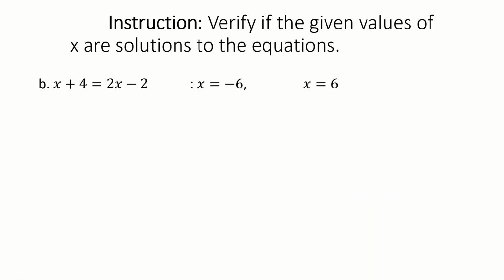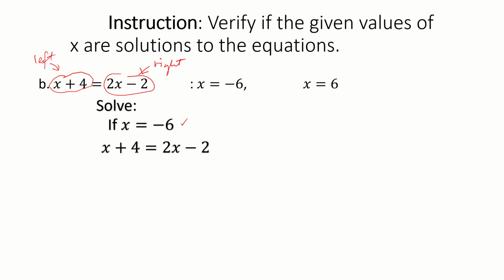Okay, let's try another one. Our equation now is x plus 4 is equal to 2x minus 2. Our first expression is x plus 4, which is the left-hand side of our equation. The right-hand side of the equation is 2x minus 2, which is our second expression. So, two expressions which are equal. Now, what if x is negative 6? Let's verify if negative 6 is a solution to the equation. So, we substitute. X becomes negative 6 in both sides of our equation.